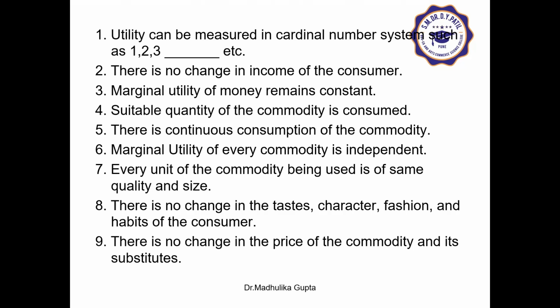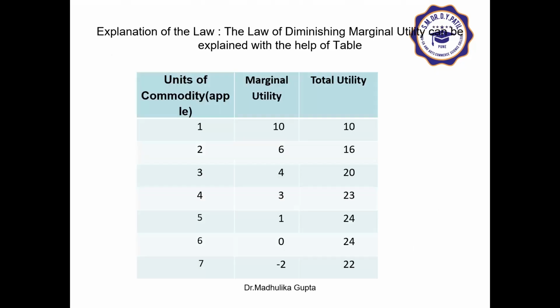If you're eating an apple, the apple is of the same size and same quality. If the first apple you're given is sour and the second apple is sweet, utility will increase, MU will increase, not fall. So the quantity should be of the same quality and size. There is no change in the taste, character, fashion, and habits of the consumer, and there is no change in the price of the commodity or its substitutes, right? So these are a few assumptions. Again, with the same table you can explain this law, right?